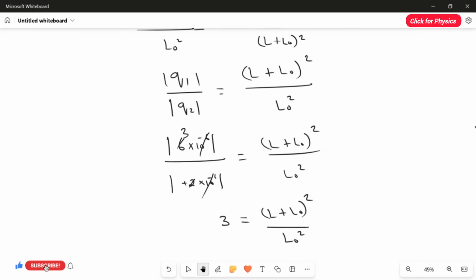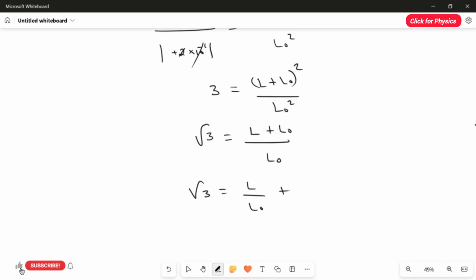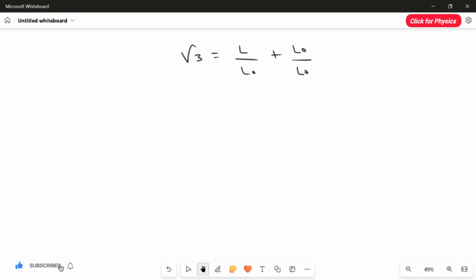Now I am going to take the square root on both the left-hand side and the right-hand side. If you take the square root, here we will get √3. When you take the square root of the top, it becomes L plus L naught. When you take the square root of the bottom, it is L naught. So now we can split the right-hand side into two: √3 equals L over L naught plus L naught over L naught. Clear? So the right-hand side is L over L naught plus 1, and the left-hand side we have √3.